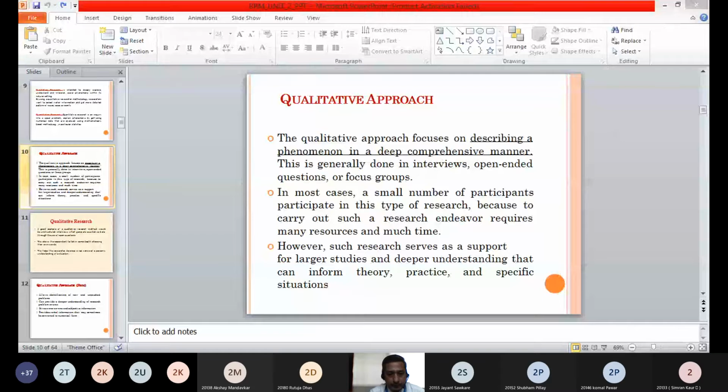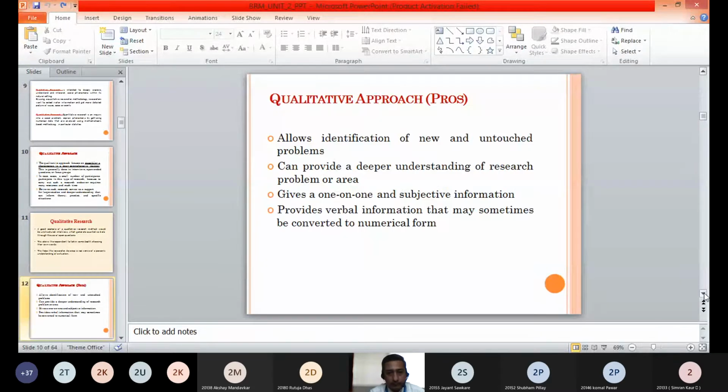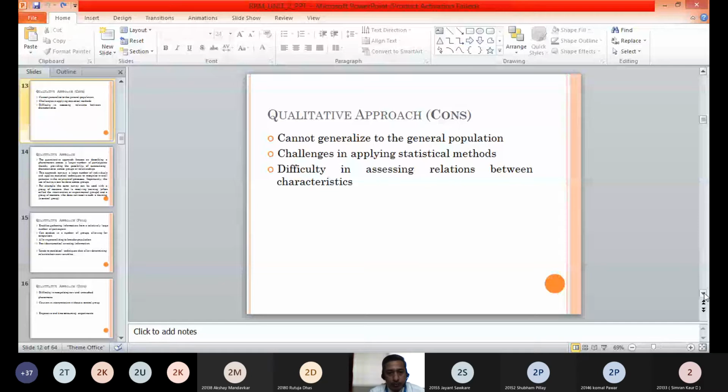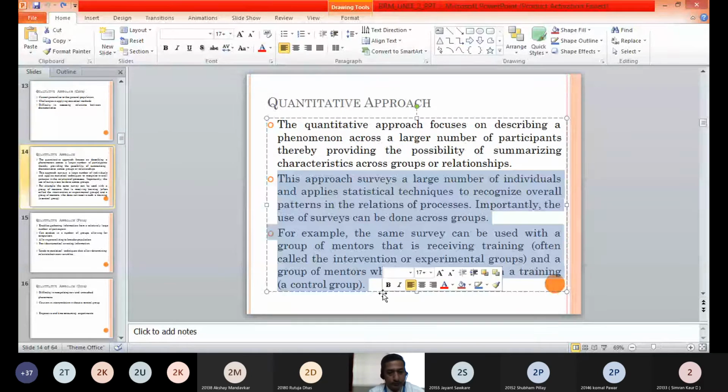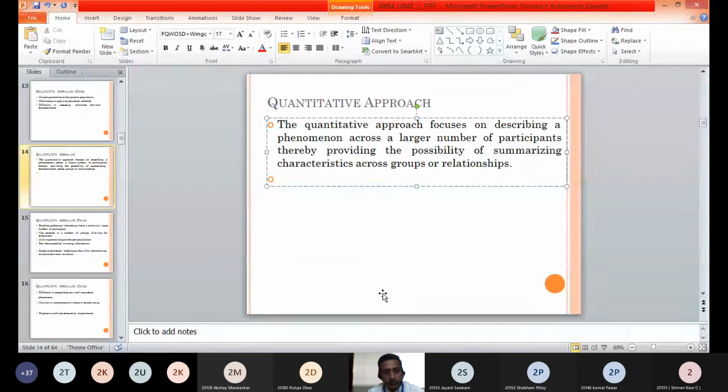So we'll go to the other approach, that is the quantitative approach. This quantitative approach will focus on describing a phenomenon across a large number of participants. In case of qualitative approach, we have seen that the phenomenon relates to a small number of people, but herein you will see that quantitative approach can be applied to a large number of participants, thereby providing the possibility of summarizing characteristics across the groups and relationships.